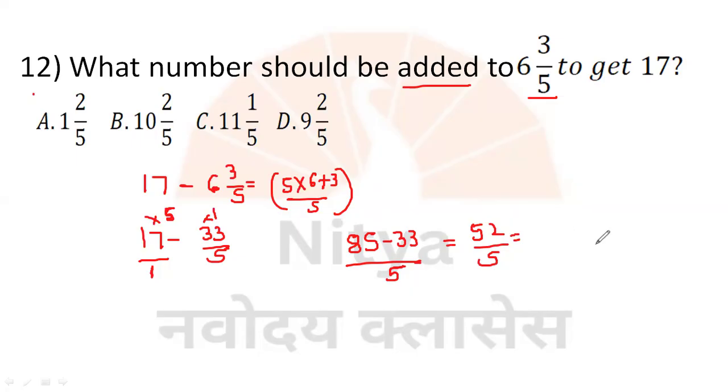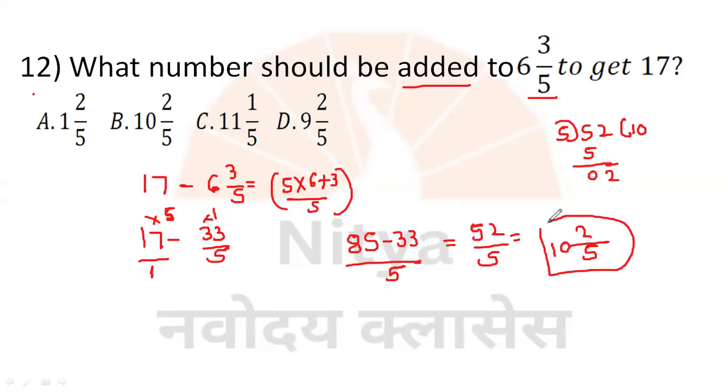Now this is an improper fraction, so you have to convert it into a mixed fraction. How do we convert? 5 ones are 5 and 0, and then 2. 2 is smaller than 5, so you have to take 0 here. 5 tens are 50, plus 2. So 10 and 2 by 5 is the answer. So when we add 10 and 2 by 5 to 6 and 3 by 5, we get 17. So option number B is the answer.